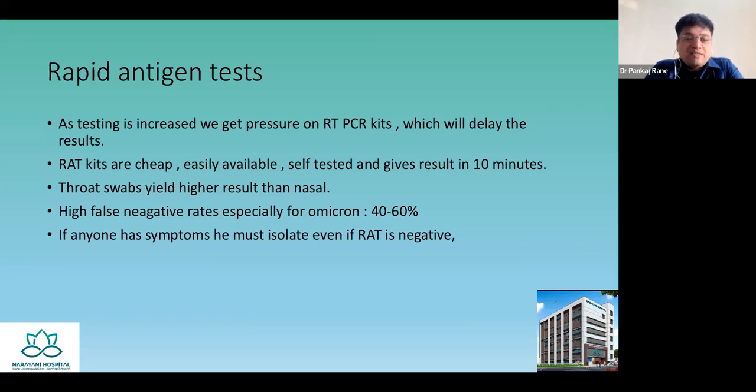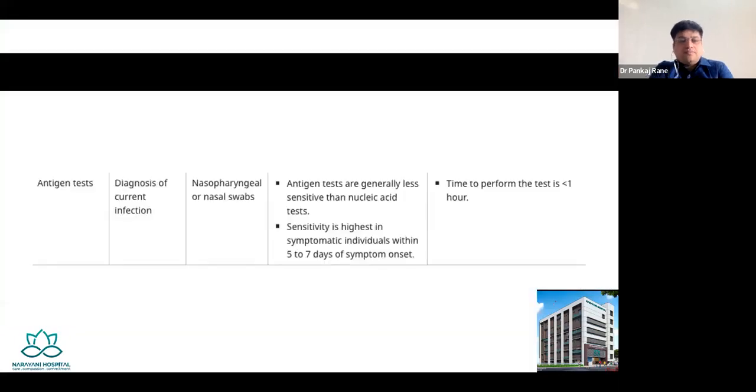So false negative rates are high for Omicron, almost 40 to 60%. So if anyone has symptoms, he must isolate even if the RAT is negative, and then he should proceed for RT-PCR. Antigen tests are used for diagnosis of current infection. Nasopharyngeal or nasal swabs are used. Antigen tests are generally less sensitive than nucleic acid or RT-PCR tests, but their sensitivity is highest in individuals within 5 to 7 days of symptom onset.